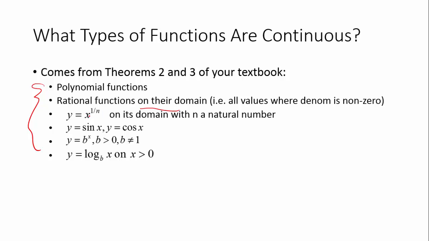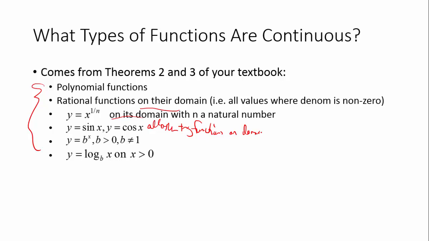Y equals x to the 1 over n, so basically your negative reciprocal functions, they're continuous as long as n is a natural number, and again only in its domain, because sometimes we will have some values that make this undefined. Y equals sine of x and y equals cosine of x are going to be continuous, and so too will all the other trig functions on their domains.